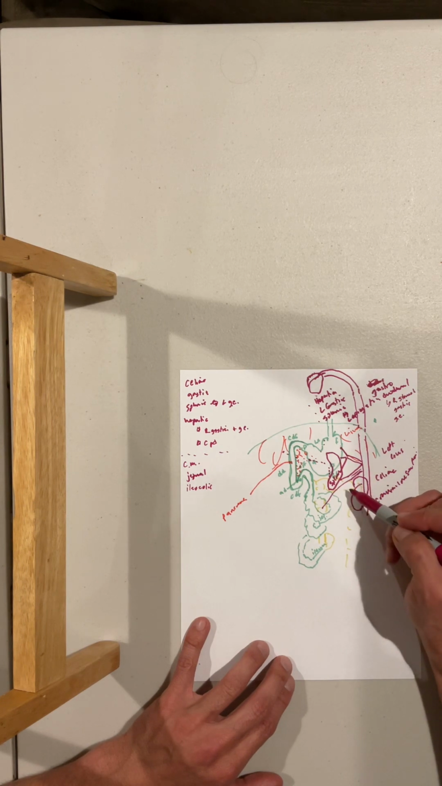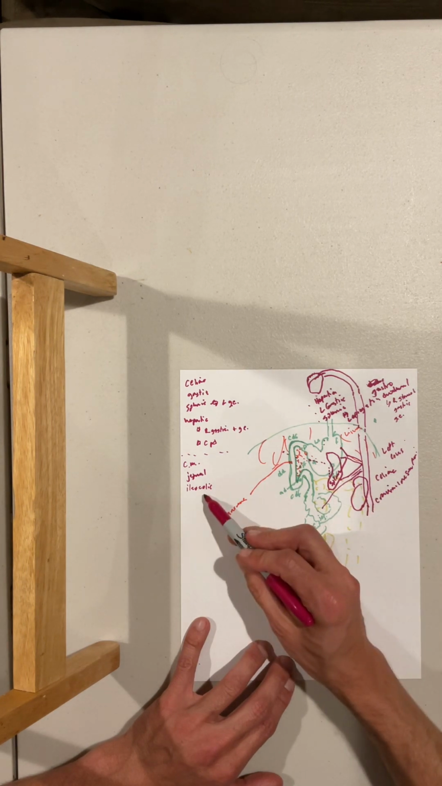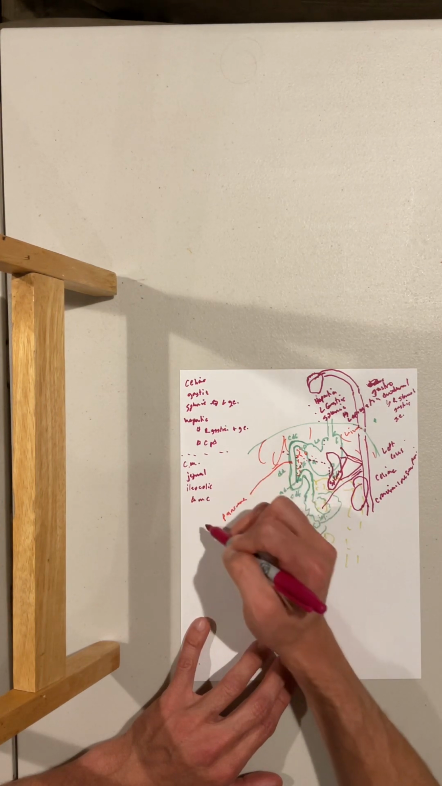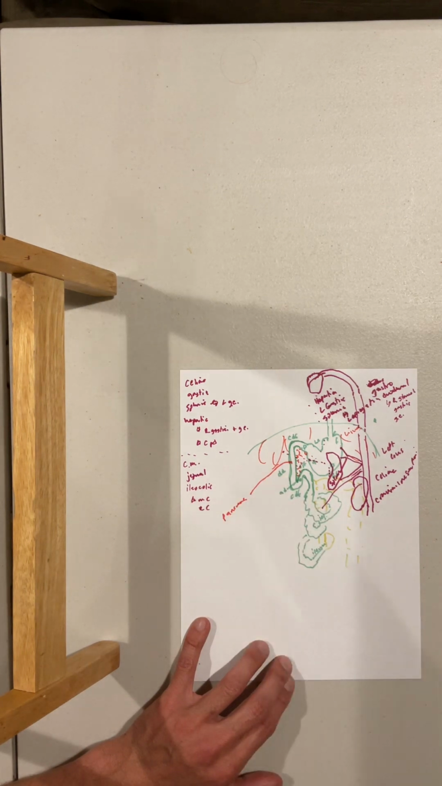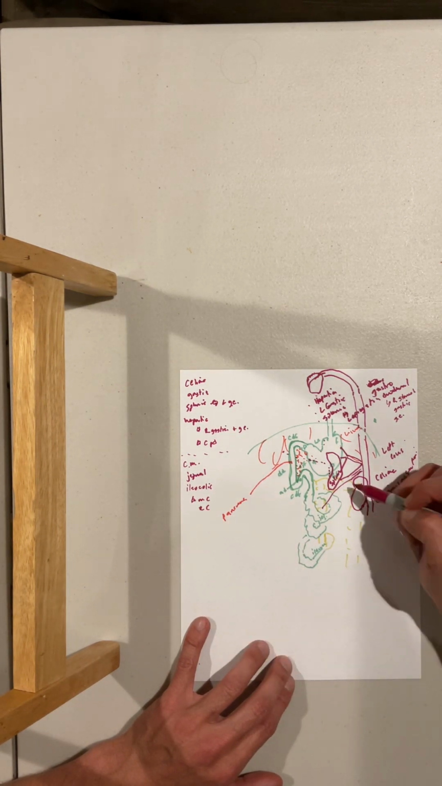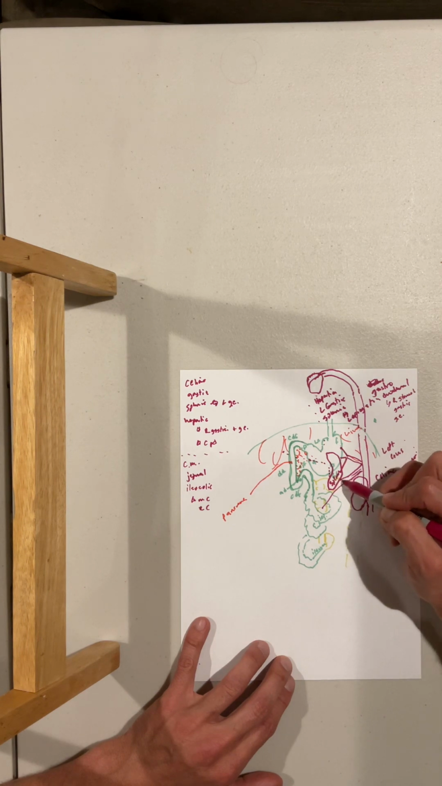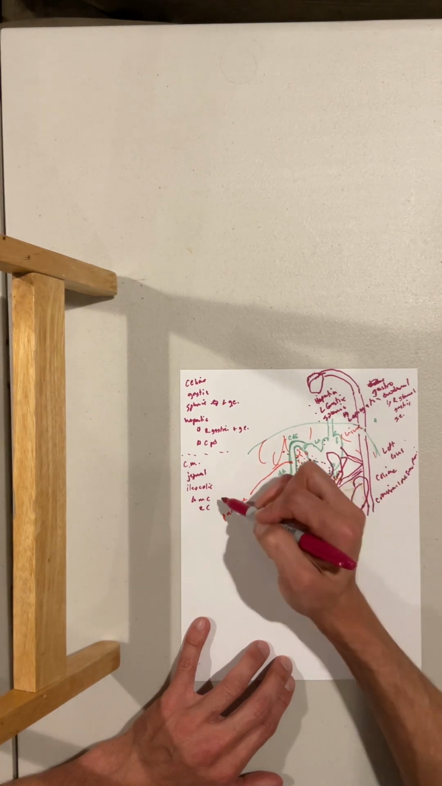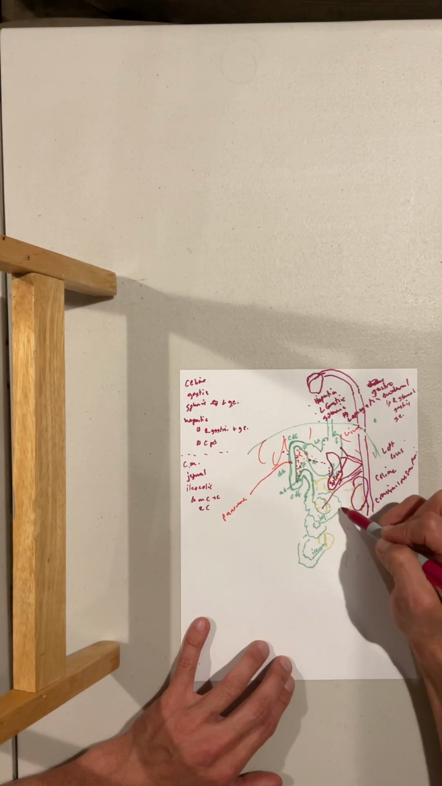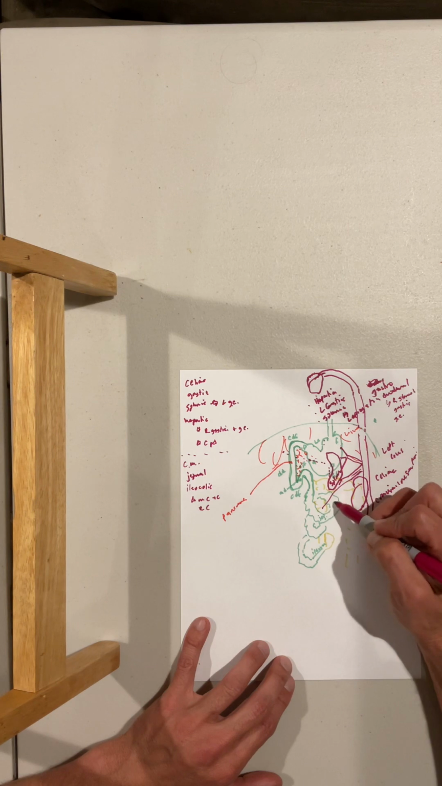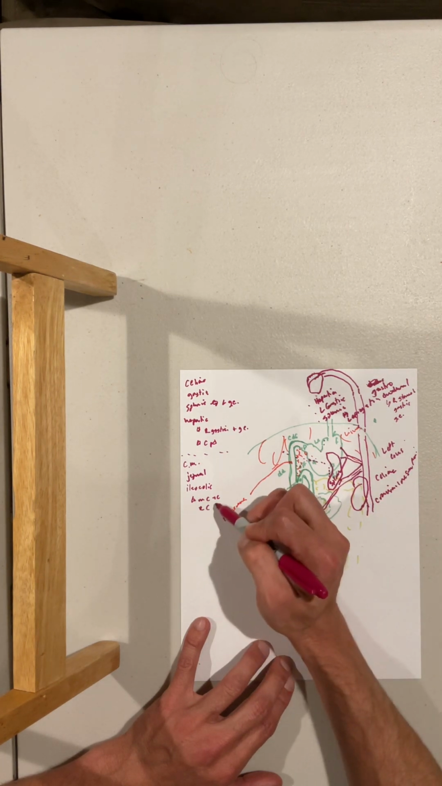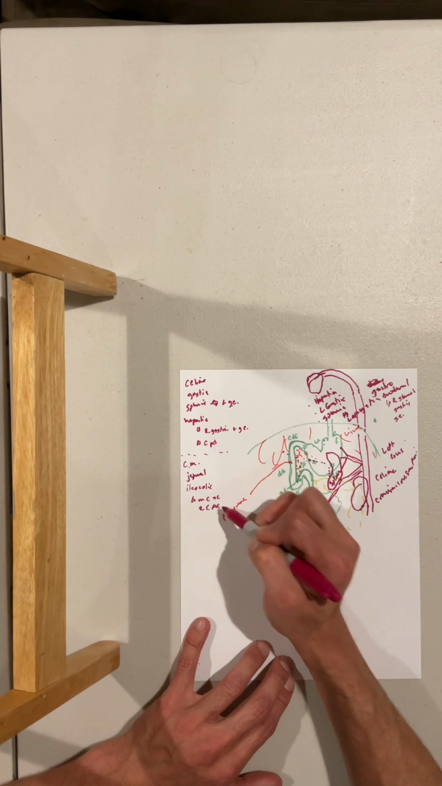So we're going to have the colon part of that is going to be our middle colic and our right colic artery. And our middle colic is going to be going down over here to our transverse colon, right? And our right colic is going to be going down to our ascending colon down here, right?